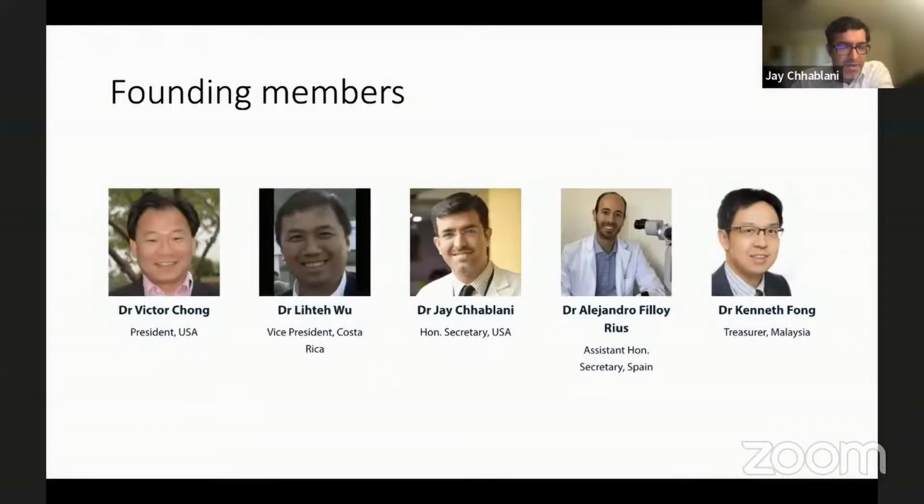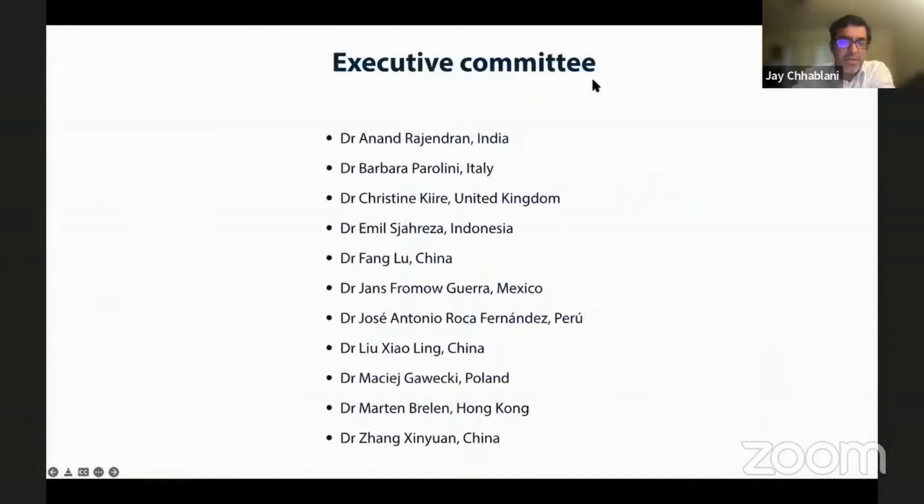This all started somewhere in 2020, when we started talking about this, and there is certainly a need. And then we have an executive committee spread across the globe. We have many experts around the world, and it's really great to work with these smart people who have so much experience with subthreshold laser.